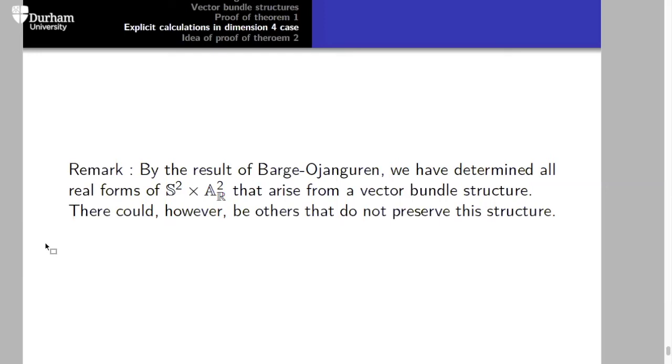There could, however, be many other structures that do not preserve the vector bundle. So that's why we say at least countably many. We don't know about the rest. The automorphism group of S2 cross A2 is very big, and if it doesn't preserve a vector bundle structure, it becomes something that is very hard to handle.